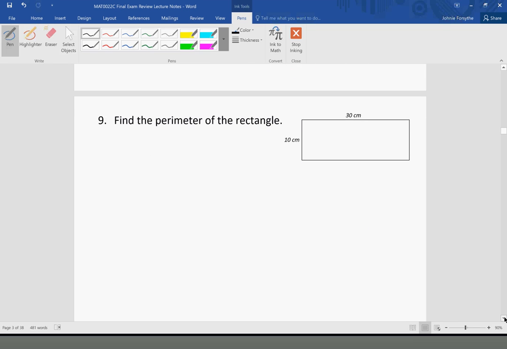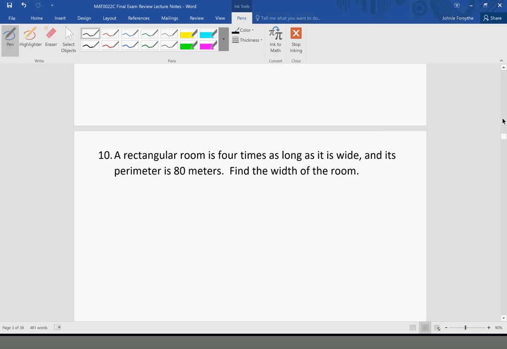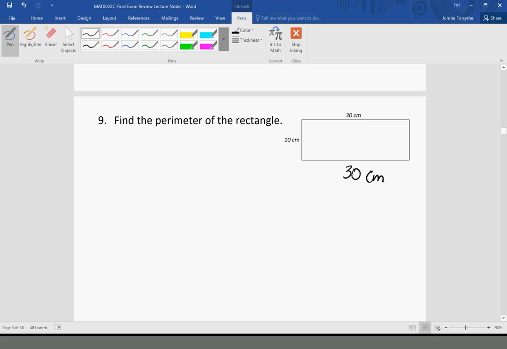Okay, number 9, find the perimeter of the rectangle. So, this is a rectangle. They give you 2 dimensions. Know that opposite sides are equal in a rectangle, so if the length is 30 centimeters, this must be 30 centimeters as well. And if this height or width is 10 centimeters, this is 10 centimeters as well. So you could do it 2 different ways.